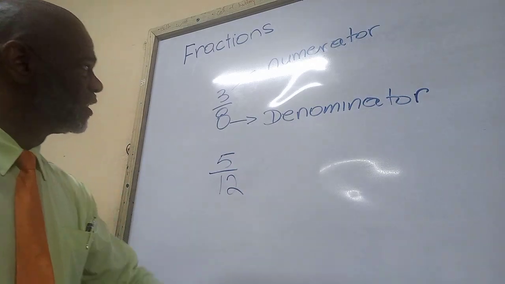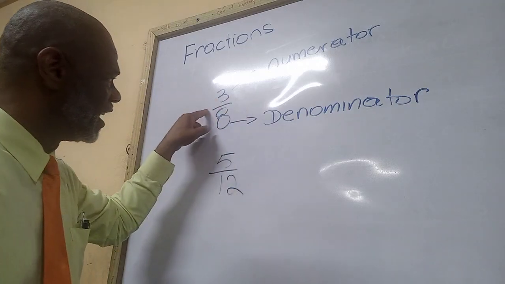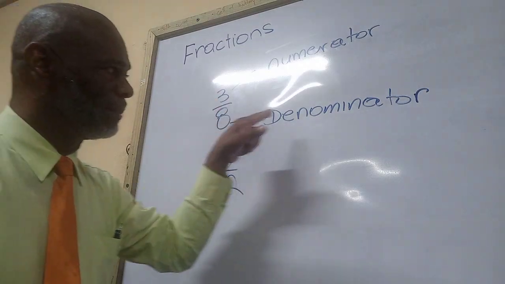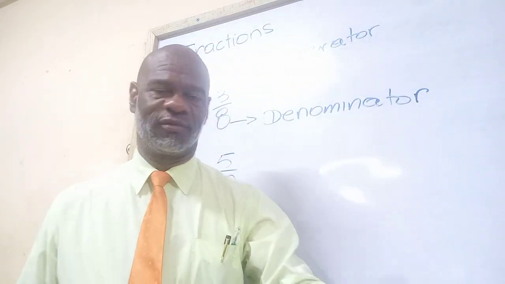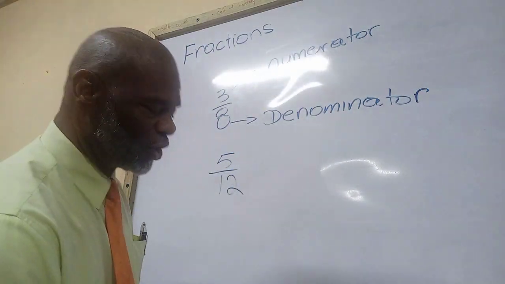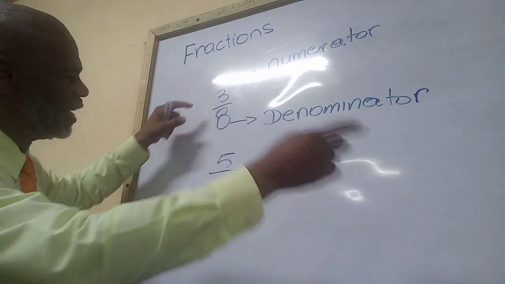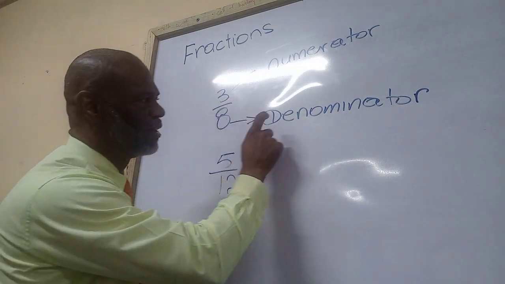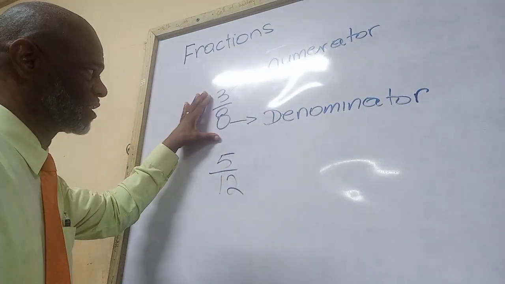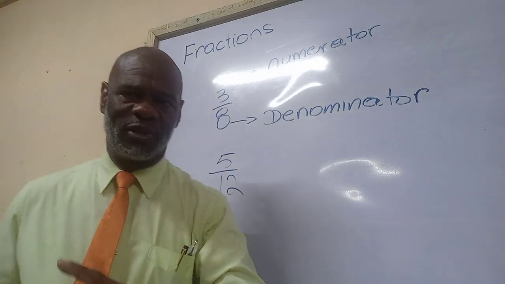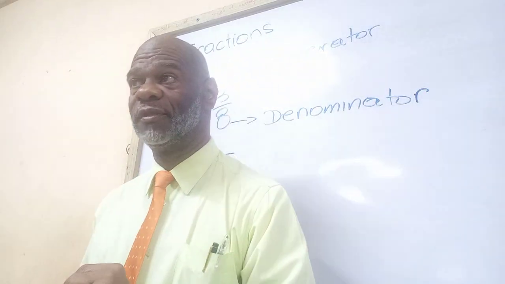So remember that. We have the numerator, the number at the top of the line, and the number at the bottom is the denominator, the numeral at the bottom of the fraction. So there we have a fraction. Remember, we say a fraction is a part of a whole.